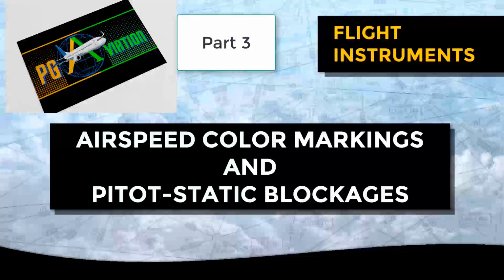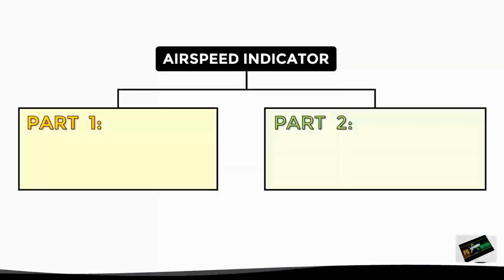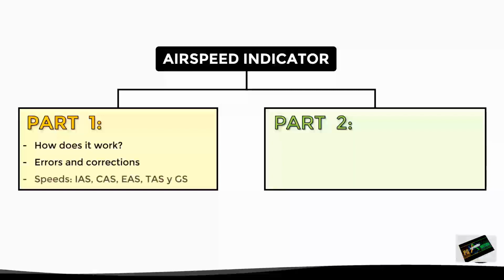Today, we will talk about the color-coded markings of the airspeed indicator, as well as the pitot static system blockages that may occur. Now, as we said in the previous video, the airspeed indicator topic is divided into two videos. In part 1, we talked about its principle of operation, the errors and corrections that should be applied to it, as well as the different speed terms used in aviation.